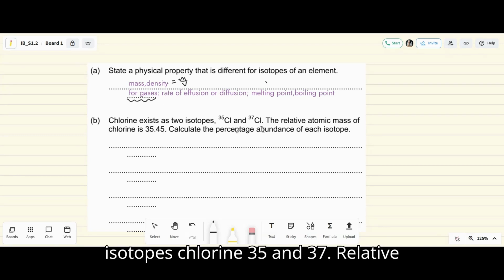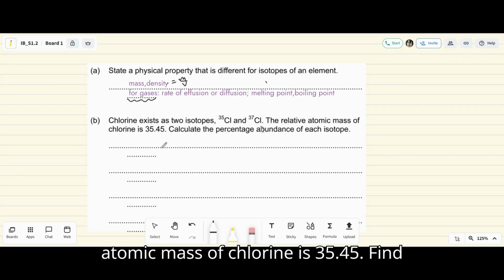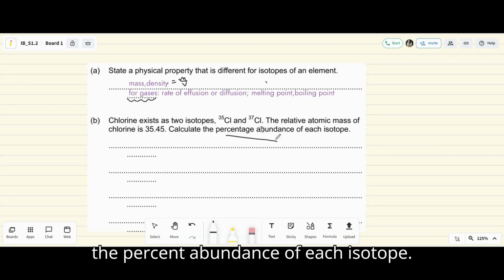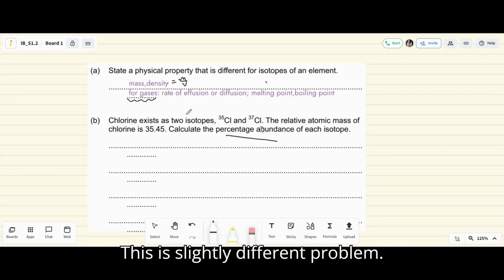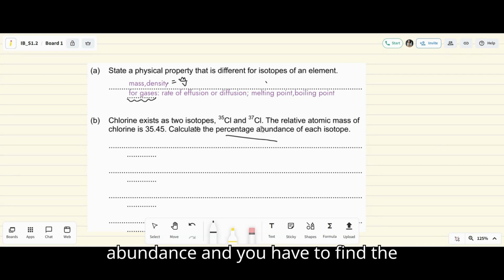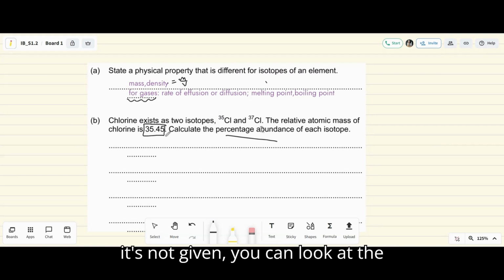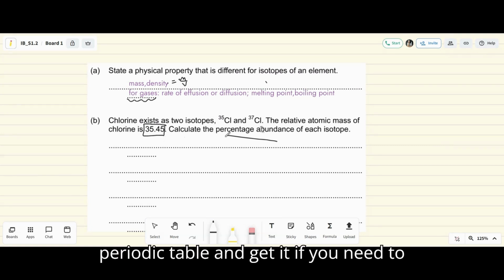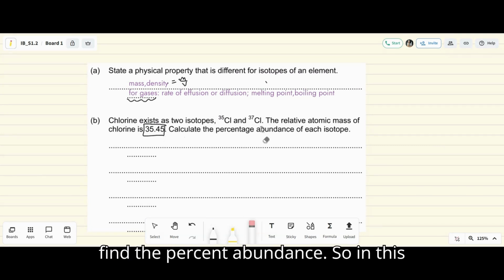Chlorine exists as two isotopes, chlorine-35 and chlorine-37. The relative atomic mass of chlorine is 35.45. Find the percent abundance of each isotope. This is a slightly different problem. Usually you would be given the percent abundance and you have to find the relative atomic mass. Here the relative atomic mass is given, and if it's not given, you can look at the periodic table and get it if you need to find the percent abundance.